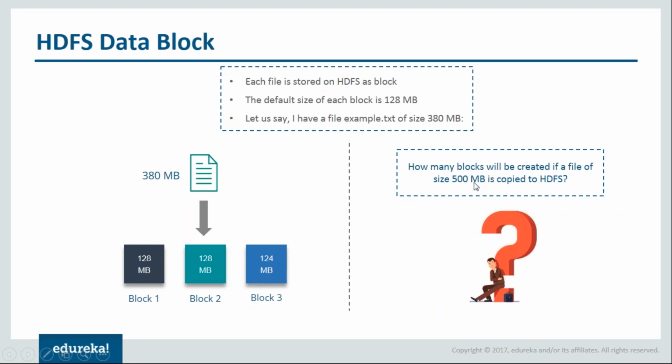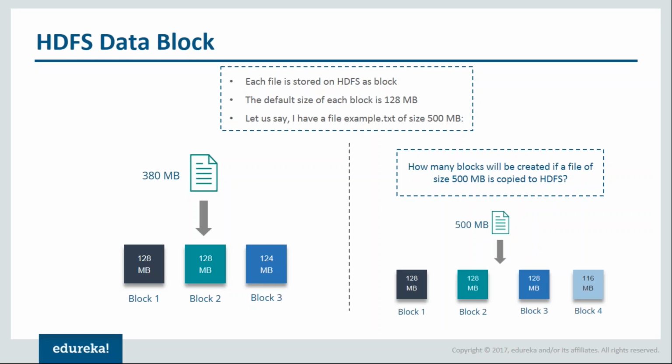So now tell me, if you have a file size of 500 MB, how many blocks will it create? Alright, so Ajay says 4, Rohit says 4. Of course, guys, you are right. We will have 4 blocks. The first 3 blocks will be of size 128 MB, and this last block will just occupy the remaining file size, which is 116 MB.